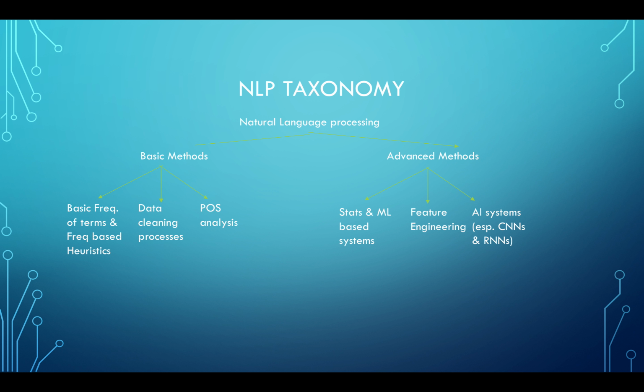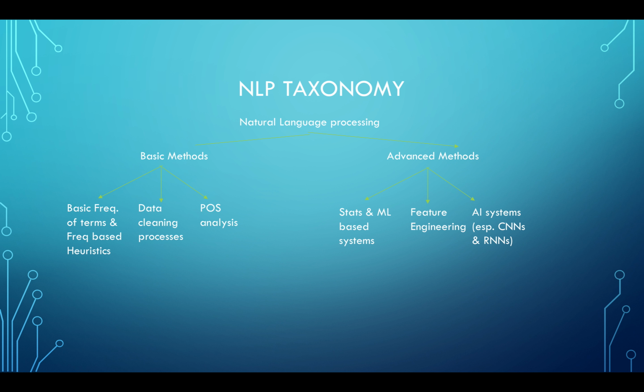Let's now look at the various aspects of NLP, breaking them down into different groups and subgroups. For starters, we can organize the methods into basic ones and advanced ones. It is an arbitrary distinction, by the way. Advanced methods will make more sense once you have done some preliminary analysis using the basic methods. Regarding the basic methods of NLP, this includes things like basic frequency of the terms, but in advanced form, they'll be represented as frequency-based heuristics. One such heuristic is TF-IDF. Basic methods of NLP also include the data cleaning process.